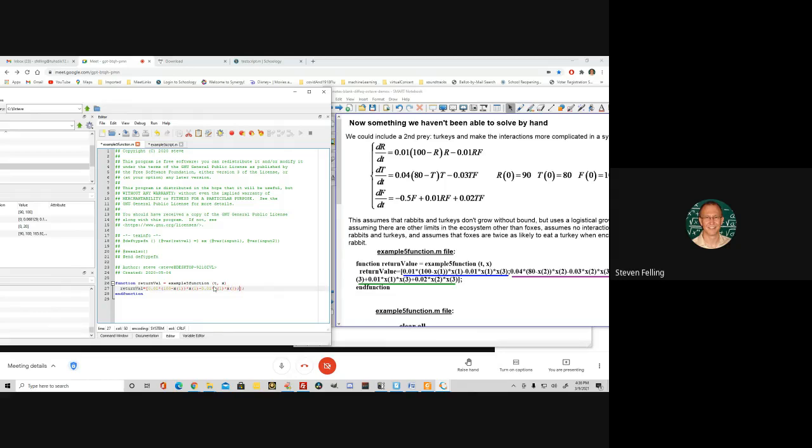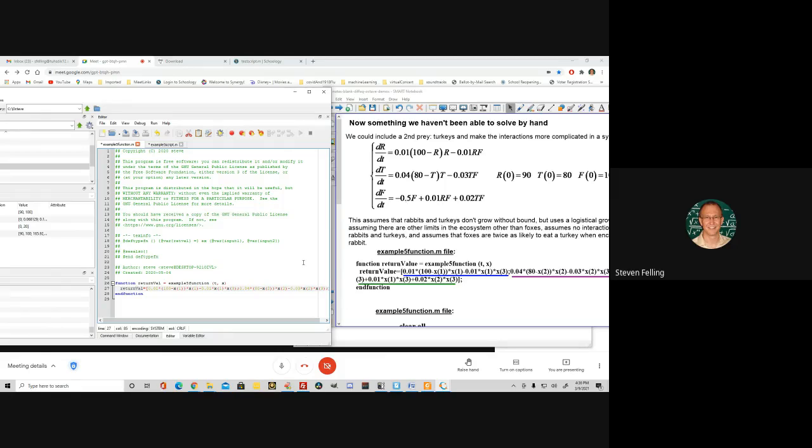Now let's do the turkey one. That's going to be 0.04 times parentheses 80 minus the turkeys, which is x2, parentheses, and then times turkeys again, which is x2, right? And then minus 0.03 times turkeys, which is x2, times foxes, which is x3, semicolon for the end of the turkeys one. And then we can enter this equation here for the foxes.